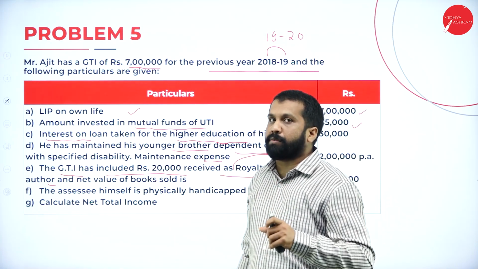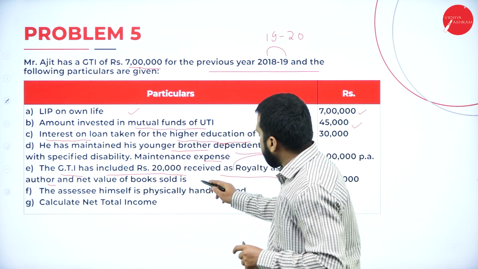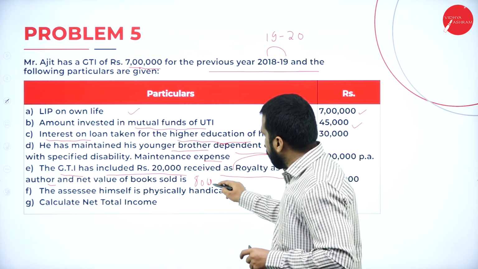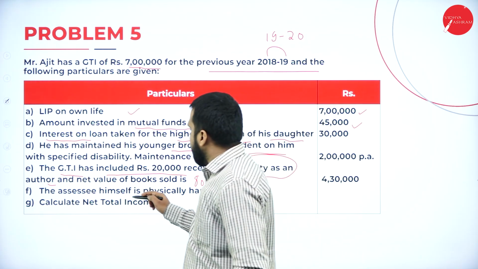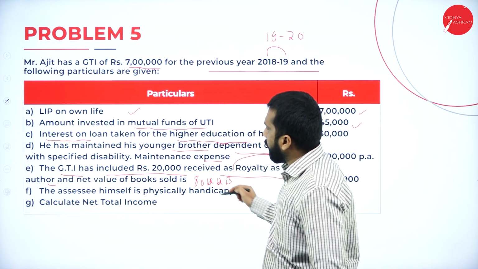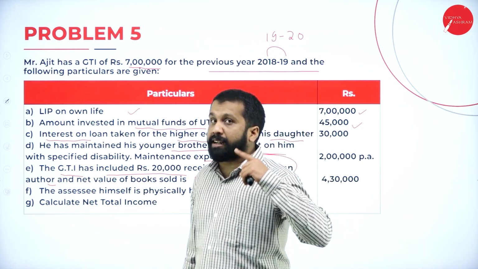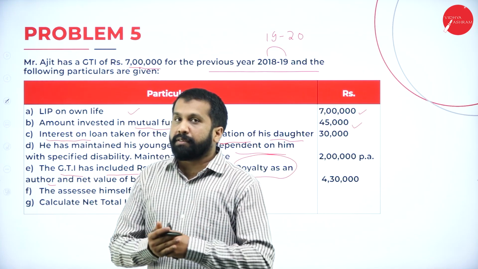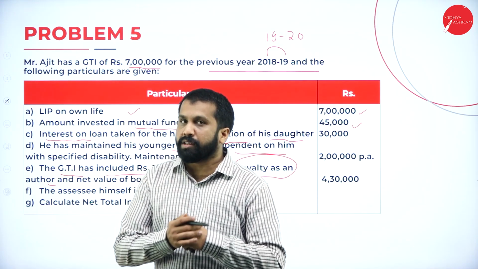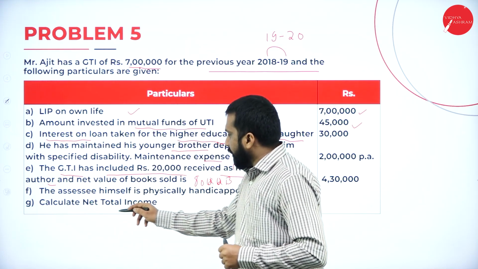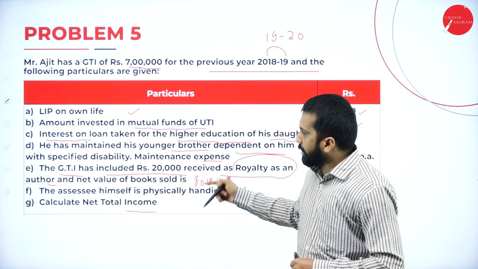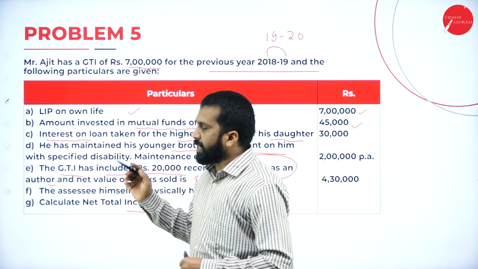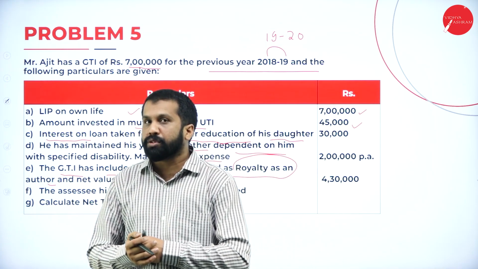So in this, it all talks about author. Author means it comes under 80QQB. Then the assessee himself is physically handicapped. Again, for this, you have one more deduction. We'll go for that. Calculate net total income. So 80U will be for the assessee himself being physically handicapped. So these are the deductions we are supposed to do.